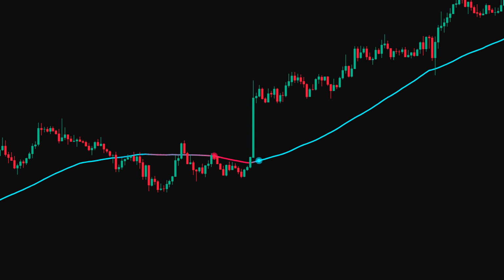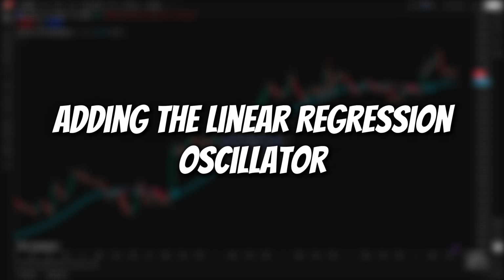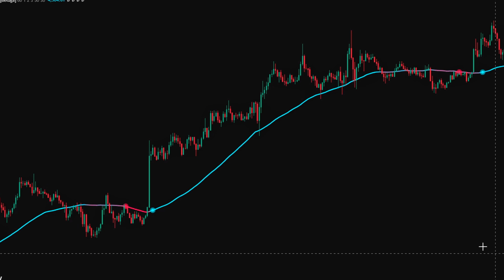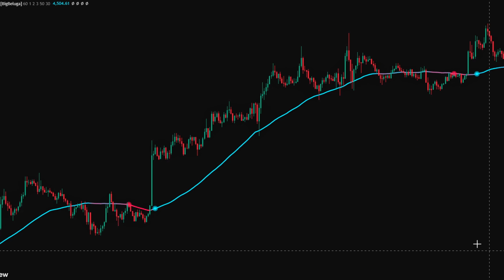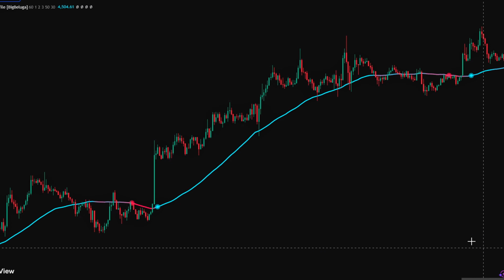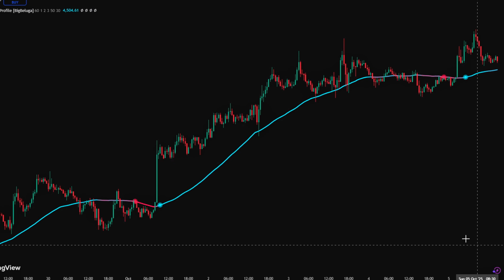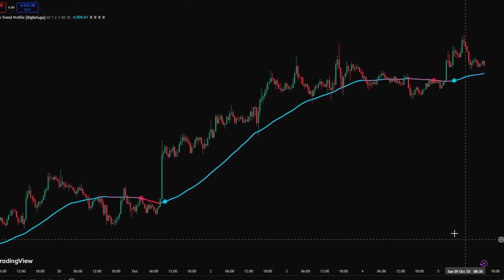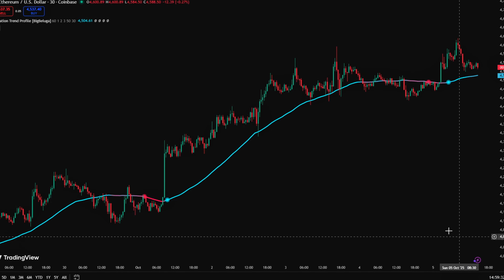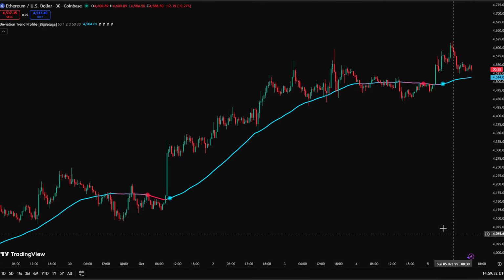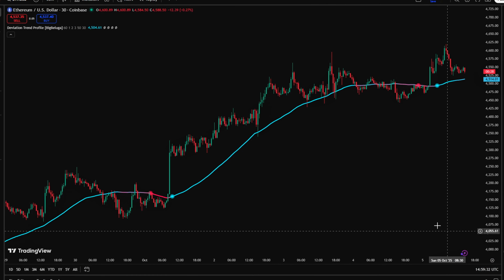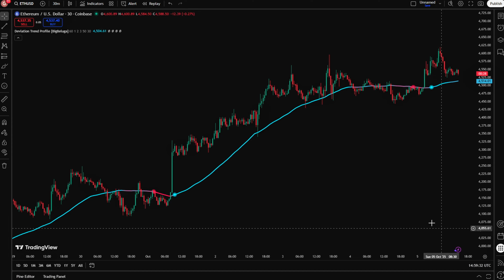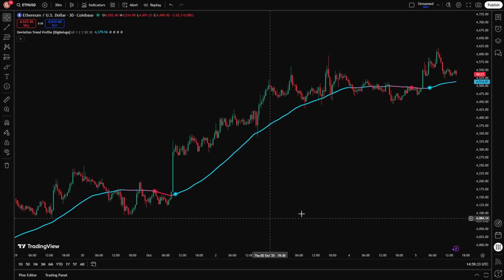Step 2. Adding the Linear Regression Oscillator. Now that the Deviation Trend Profile is in place to identify directional bias, the next step is to add a confirmation tool, the Linear Regression Oscillator, or LRO. This indicator measures momentum relative to the market's linear regression line, helping you verify whether price is moving in line with the current trend or starting to lose strength. Here's how to add it.